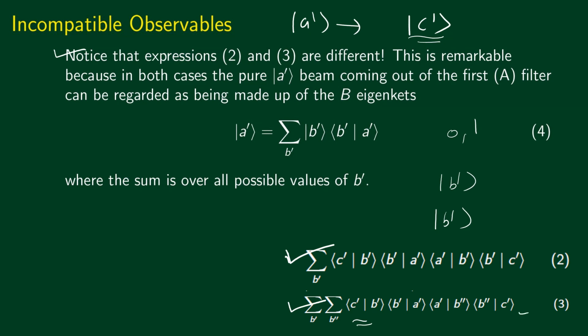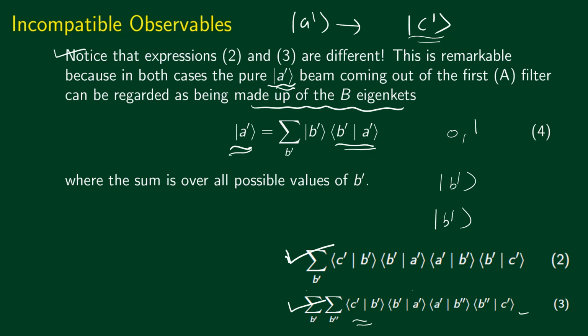This is remarkable because in both cases, the pure ket A prime beam coming out of the first filter can be regarded as being made up of the B eigenkets. So in other words, we can expand ket A prime in the B eigenkets. These are the expansion coefficients and these are the basis kets. The sum is over all possible values of B prime.